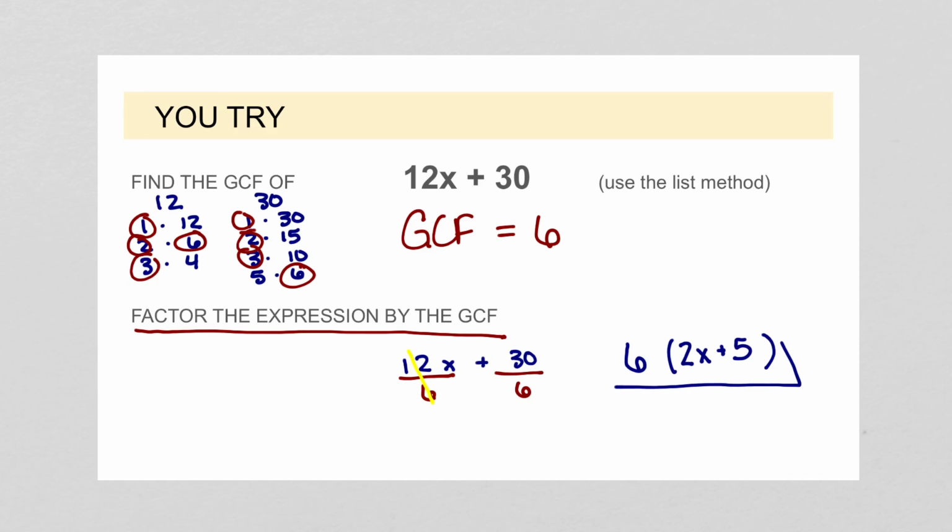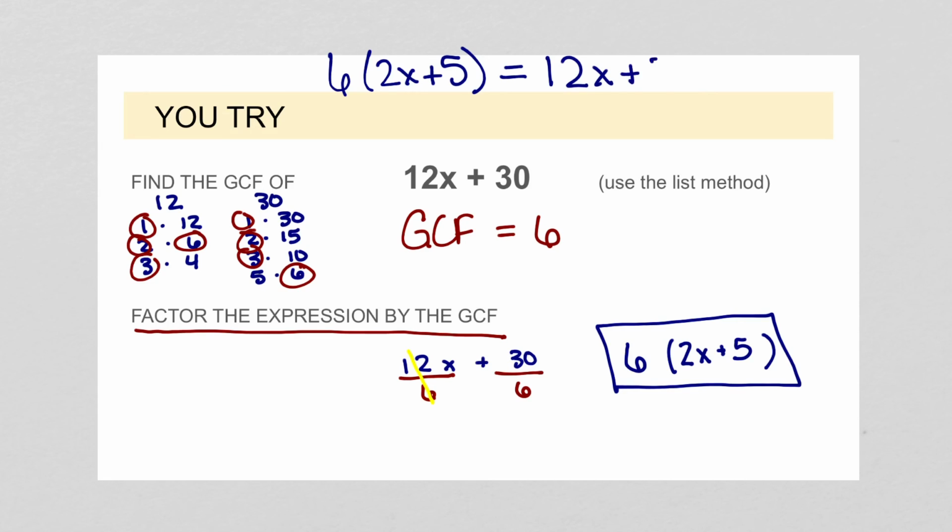So there we have it. This is the factored form of the original. So I can say that 6 times 2x plus 5 is equivalent to 12x plus 30.